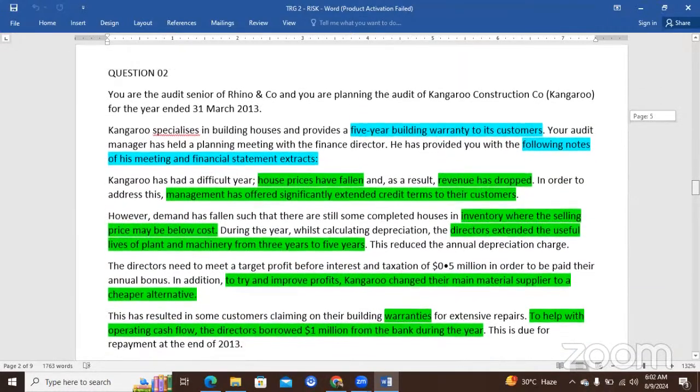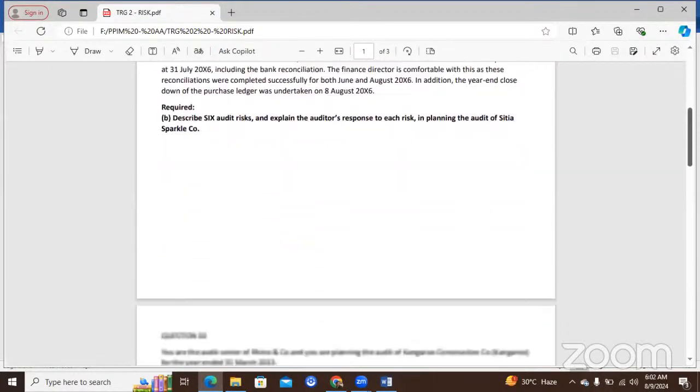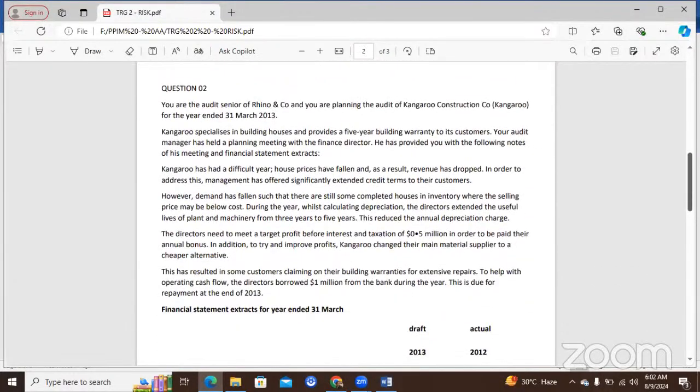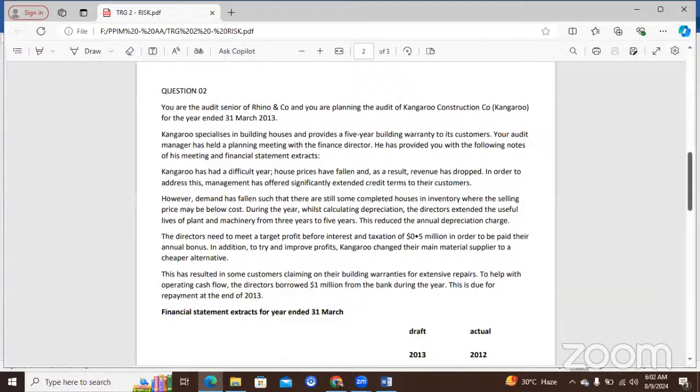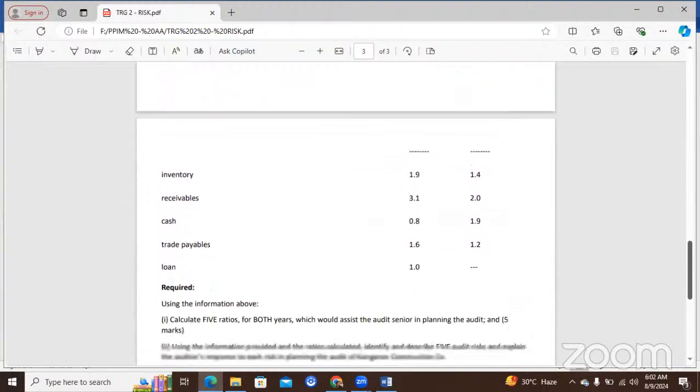Students, question number 2. If I take question number 2, that is also an audit risk question. But this audit risk question consists of some financial statement information.